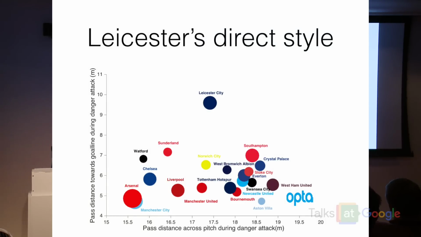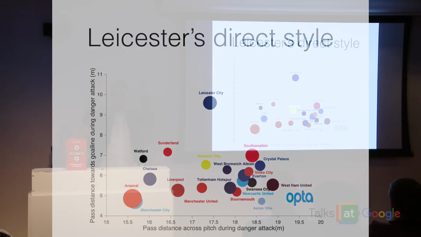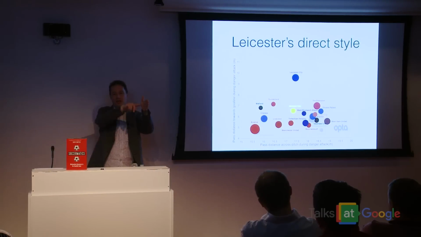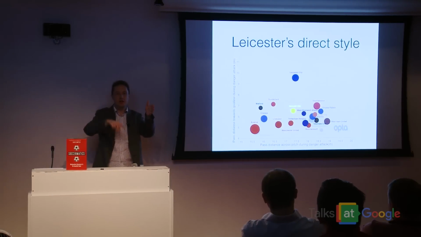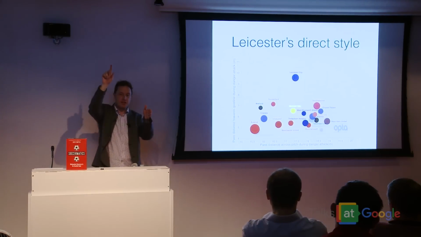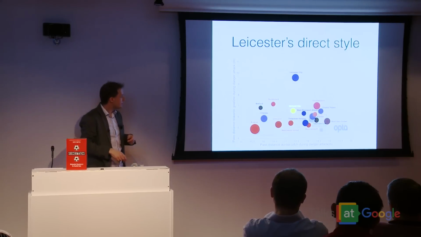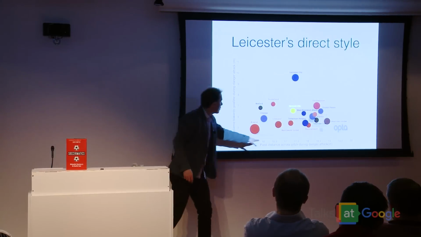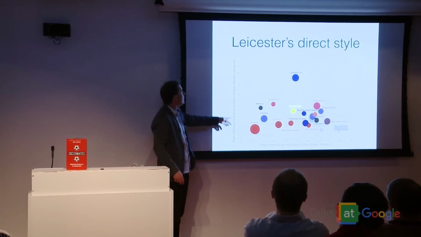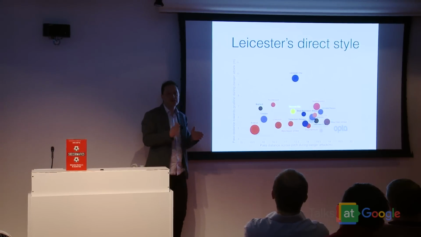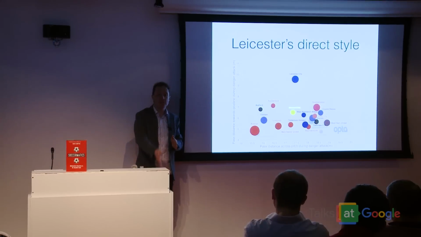teams. And it turned out that if you break the pitch into XY coordinates and you look at each pass, how far does it travel across the pitch and how far does it travel up the pitch during the time that they're passing, then this is across the pitch and this is up the pitch. Leicester City are off the charts with passes directly up the pitch.